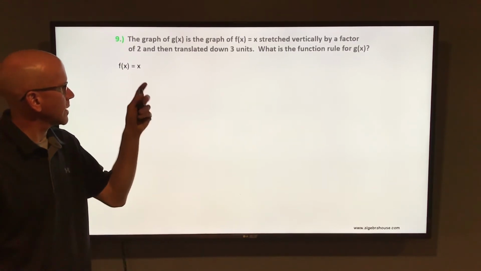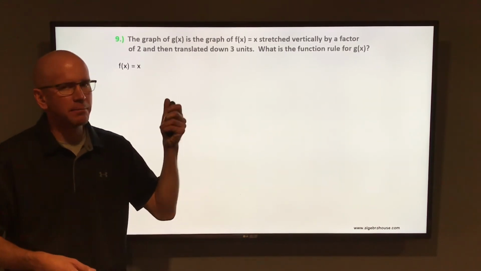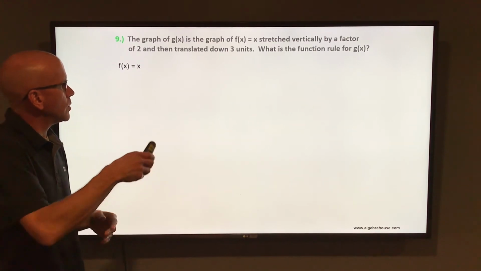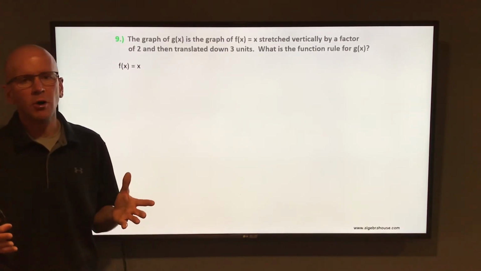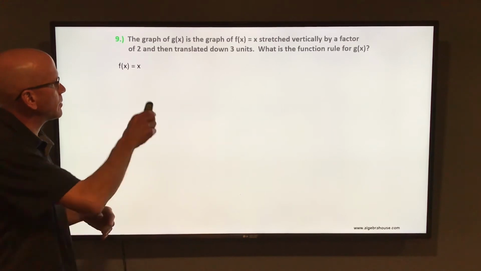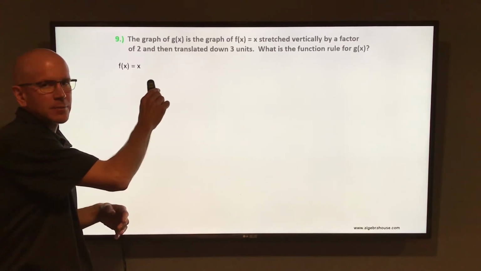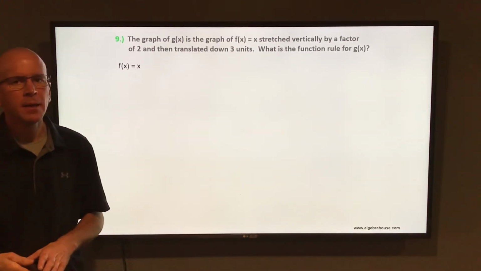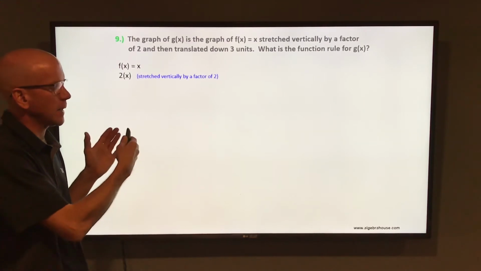So starting with f of x equals x, to stretch that by a factor of 2. When you make a stretch by a factor of 2, you're multiplying the y value by 2. Remember, the y value is the whole right side. So in other words, x here, if you multiply that by 2, it becomes 2x.